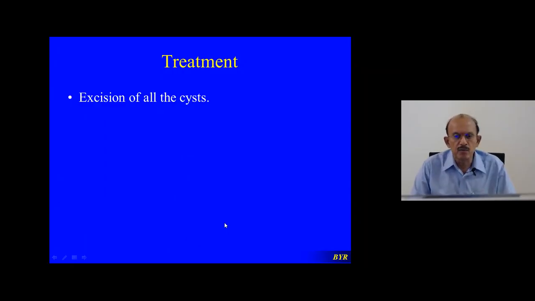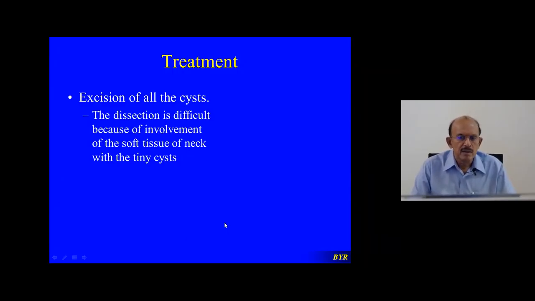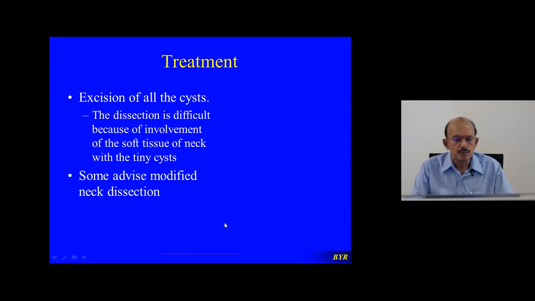Treatment is excision of all the cysts. The dissection is difficult because of involvement of soft tissues of the neck with tiny cysts. Because if you don't remove those tiny cysts, there will be a lot of oozing as well as recurrence. This is because of the diffuse nature of the lesion, which is present not only in the skin and subcutaneous tissues but also in the muscle, fascia, and underlying structures. Sometimes it's preferable to go for a modified neck dissection.